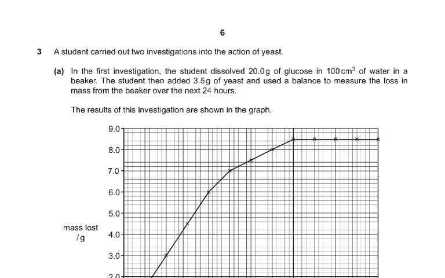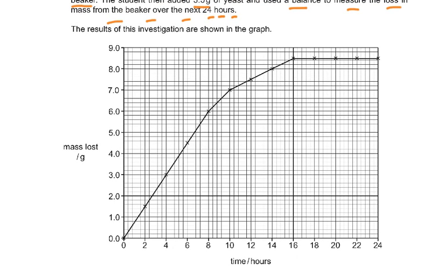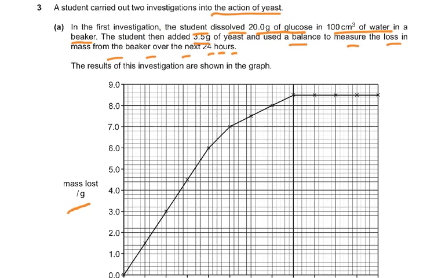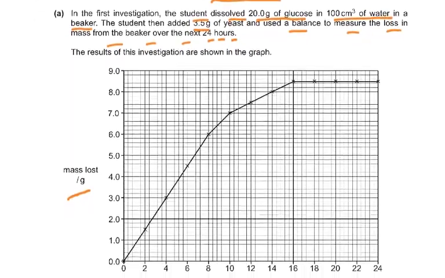Now we come on to the third question. A student carried out 2 investigations into the action of yeast. In the first investigation, the student dissolved 20.0 grams of glucose in 100 centimeter cube of water. In a beaker, the student then added 3.5 grams of yeast and used a balance to measure the loss in mass from the beaker over the next 24 hours. The results of the investigation are shown in the figure. Mass lost in gram and time in hours. We've got the figures for 24 hours.